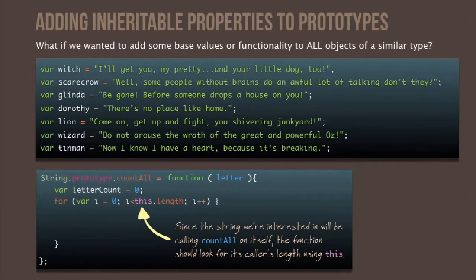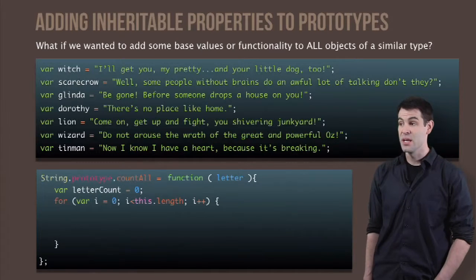Now before, you saw that this was being used to refer to an owner, and that's because the owner was actually the caller of the property. So here you can see in a little more depth that the this keyword always refers to the calling object, whether that caller is the actual owner of the property being called or not.